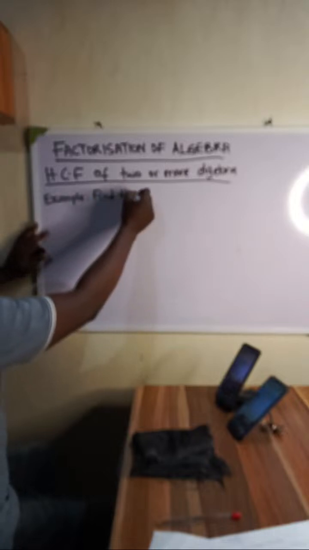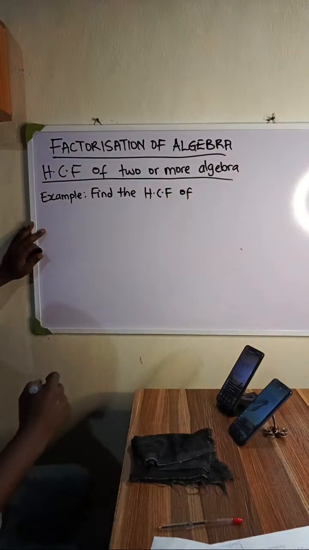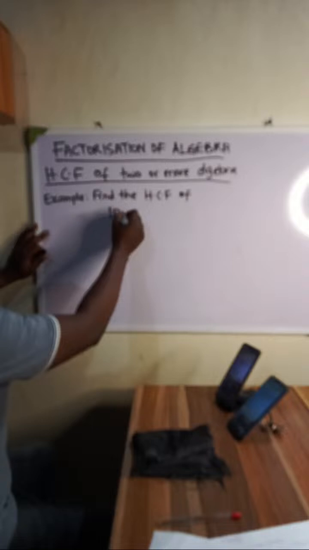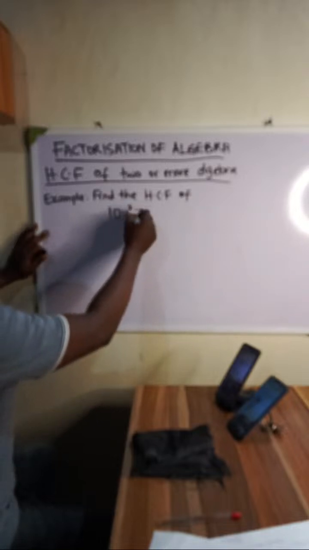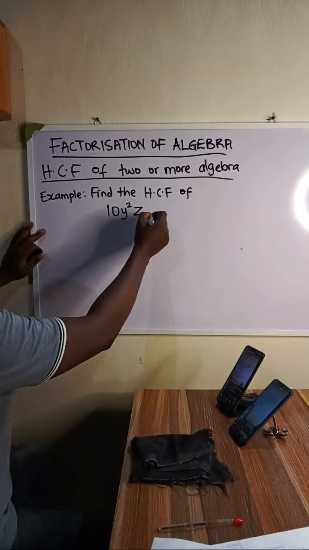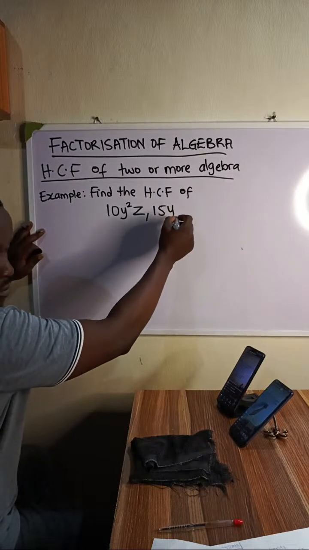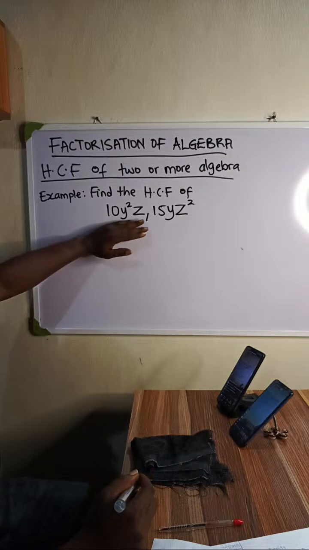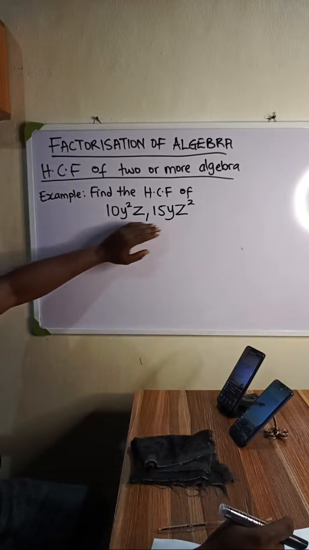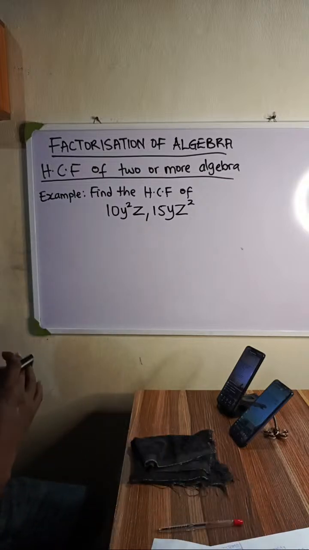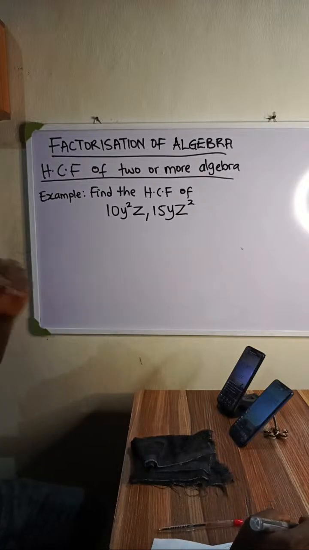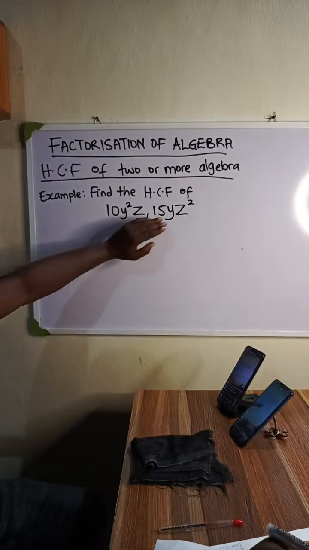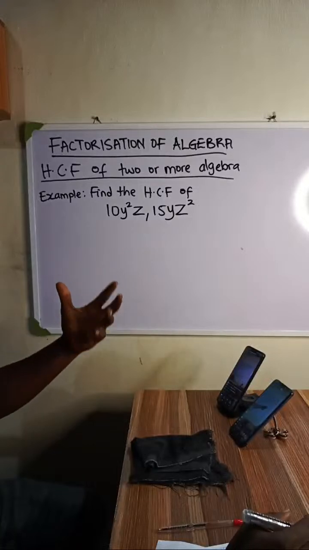Okay, so let's start with 2 algebras. Example. Okay, so let's find the HCF of these 2 algebras. So just as we normally do when we are looking for the HCF of numbers, what we are going to do is break down these algebras separately and see what is common between them.